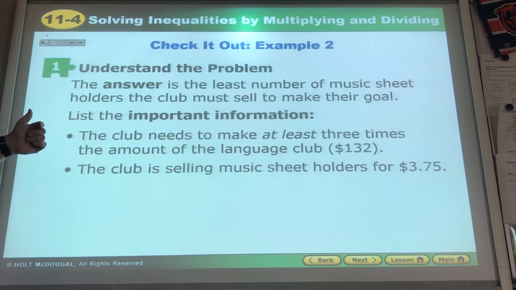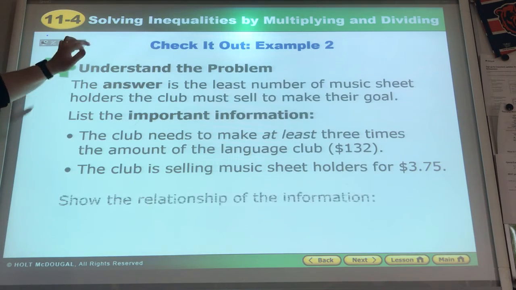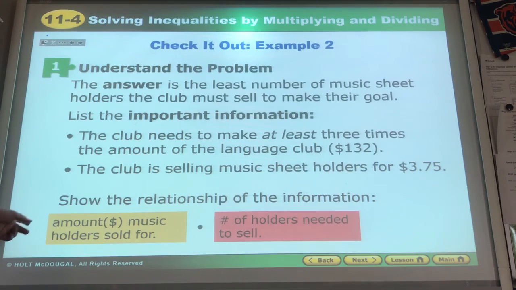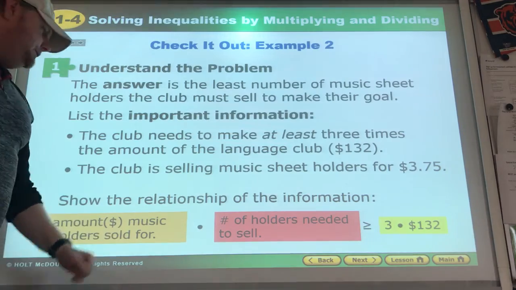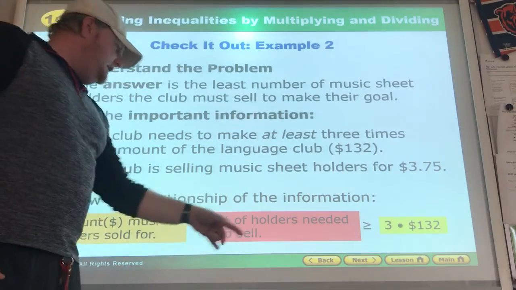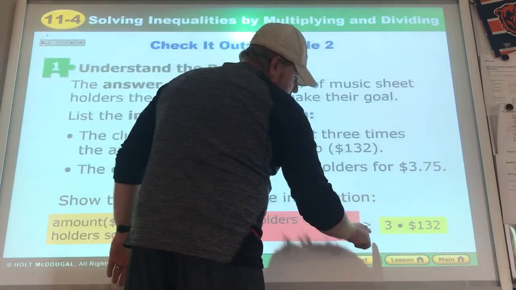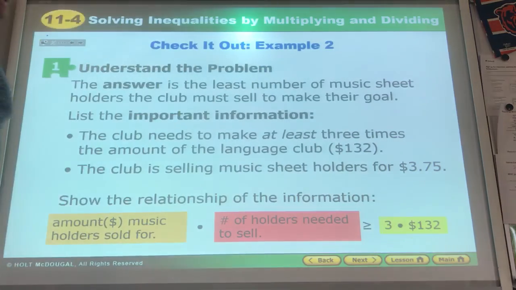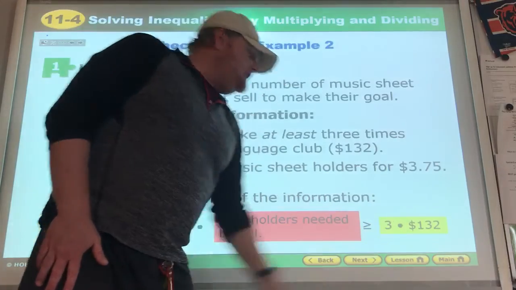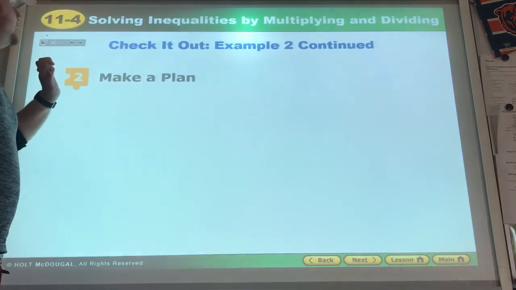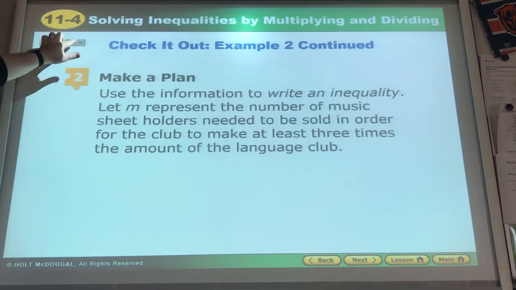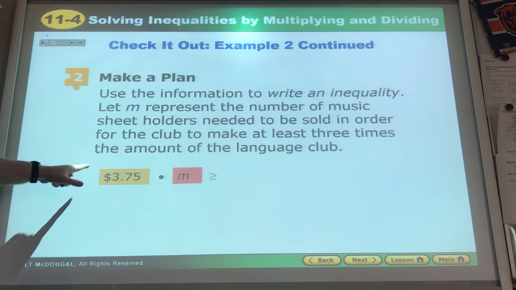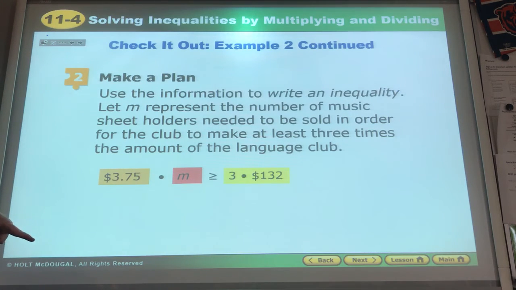The club is selling music sheet holders for $3.75. I guess it's all profit. They show the relationship of the information. The amount of money for music holders sold, the number of holders needed to sell so that we get greater than or equal to 3 times 132. Because remember, they needed 3 times as much as that $132. So let's make a plan. $3.75, which is the money that they're making.